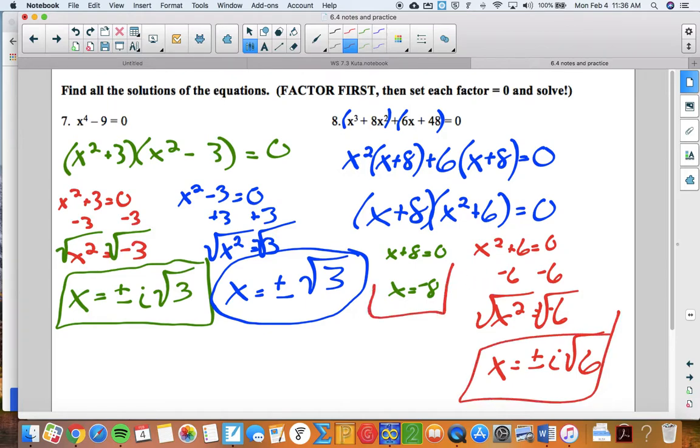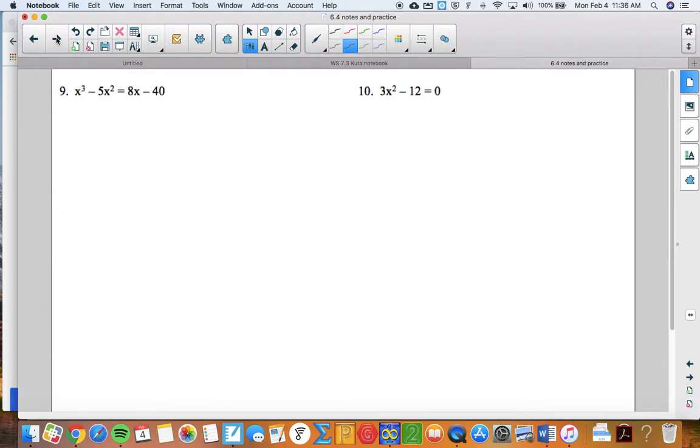Notice we had a power of 3 and we have 3 solutions. One answer here, and then this plus or minus gives us a positive answer and a negative answer, so 2 answers. 1 plus 2 is 3.